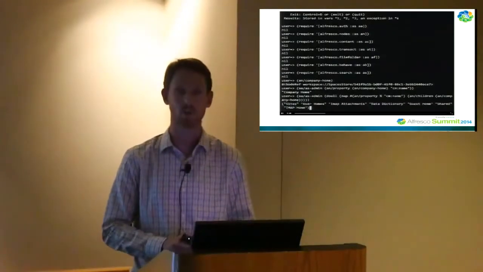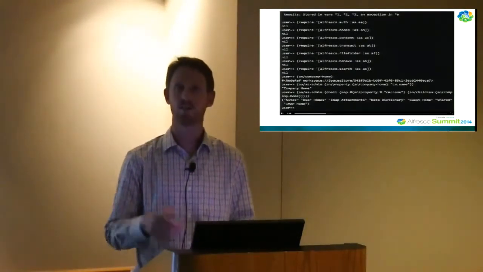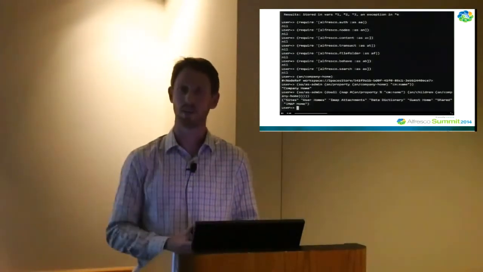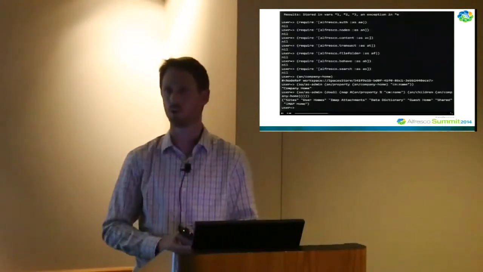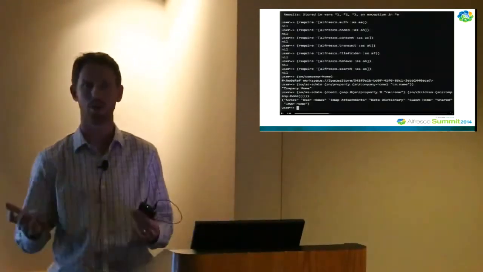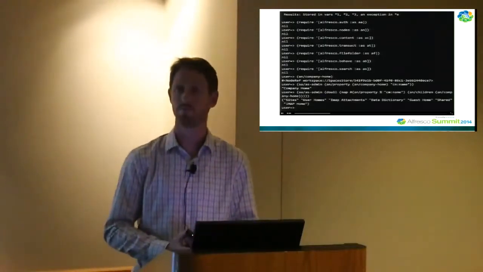Here, we're just pulling out all of the children of company home and getting the name property again, that CM name property. And there we have it. This is a 4.2 install, generic, no data in it yet, and those are all of the children.